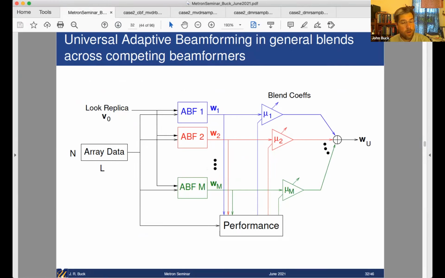I should have mentioned this a minute ago: in the machine learning vocabulary, these are sometimes called ensemble methods or mixture of expert methods. And these mu's, I think, are sometimes called the gating functions or the gating coefficients. So that may help some of you put this in context, that we're sort of gating these different beamformers by a certain amount to get our universal array weights. And then these are what we apply to the data to look at the performance.